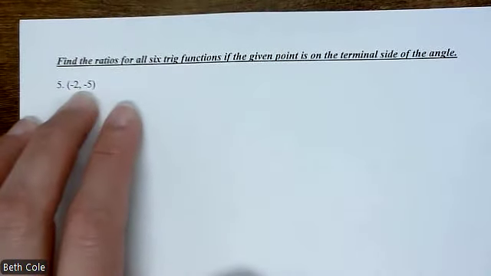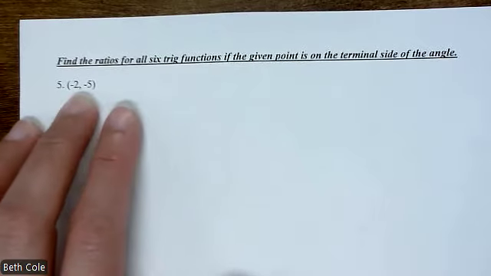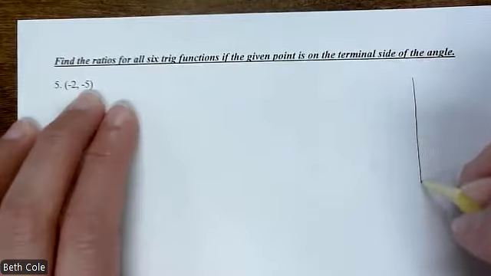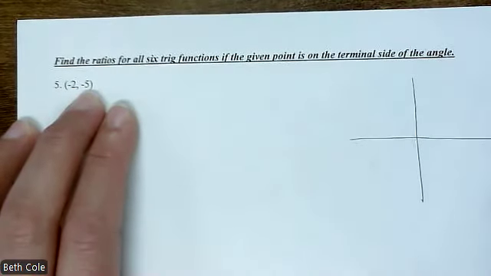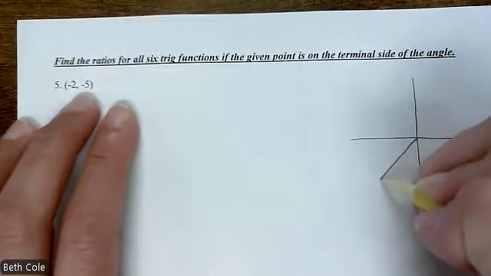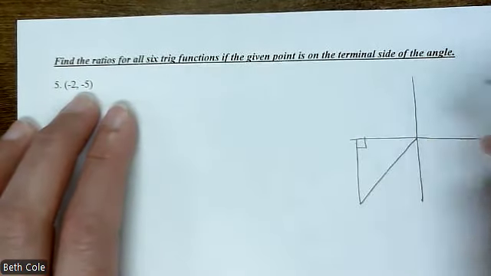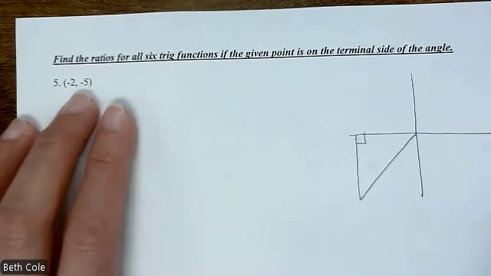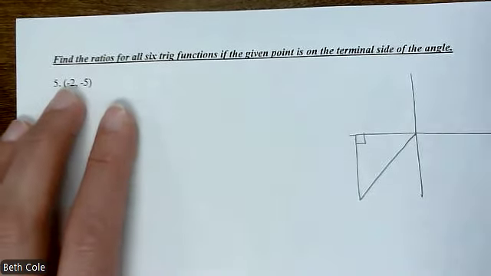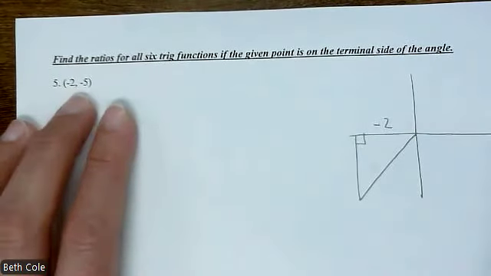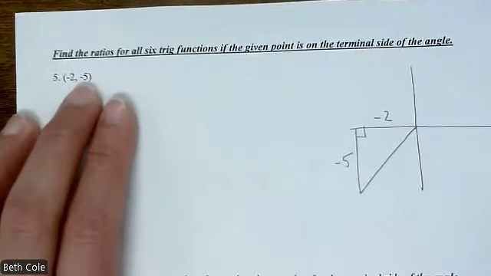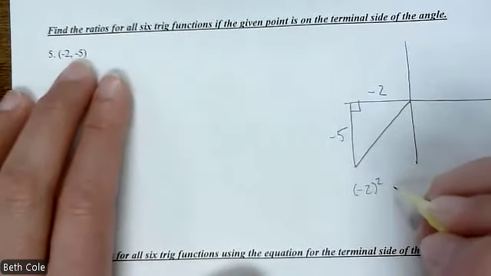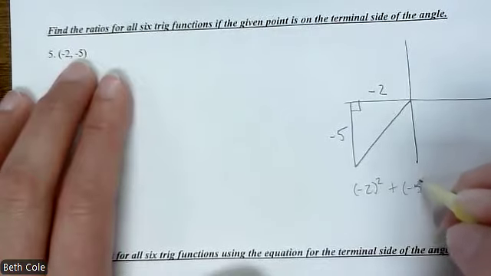Now this one's given to you in a slightly different way. You have the point, the coordinate point, negative 2 comma negative 5. Which quadrant are you in if they're both negative? The third, quadrant 3. The right angle should be touching the horizon. Negative 2 is x. Negative 5 is y. So go ahead and do your Pythagorean theorem to get your r value.